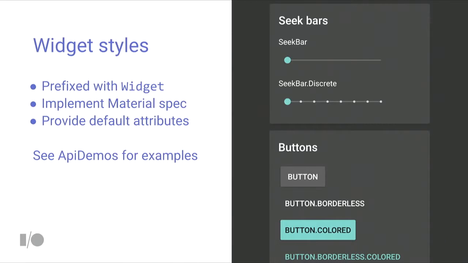We also have a number of default widget styles. So these are prefixed with widget.material. They're going to implement things that you'll recognize from the material spec. So for example, in API 24, Android N, we've added a seekbar.discrete, widget.material.seekbar.discrete, which is going to give you these little tick marks along each progress point in your seekbar. You can check out API demos for a longer example of some of the different variations that we have on widget styles. But these you can apply to your widgets with the style attribute. So style equals seekbar.discrete will give you these dots.